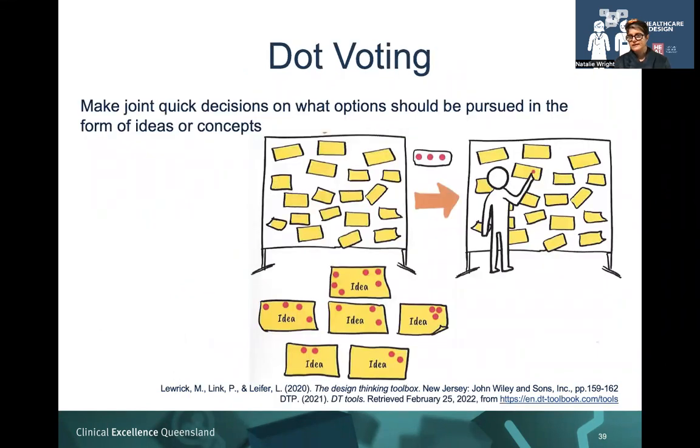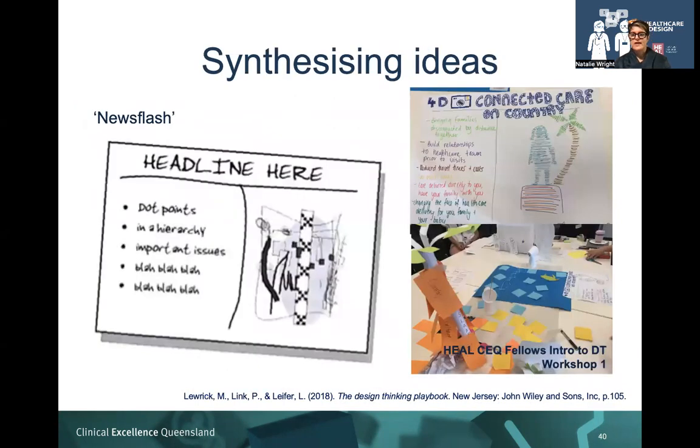So some of the techniques for that selection process: dot voting, which I've already shown some examples of in Module 2. This is a great way of making really quick decisions where it's involving all of the team or all of the stakeholders if you want to involve them in that process. And then synthesizing the ideas in a way that you might then be able to compare them and make some decisions about what you might move forward with.